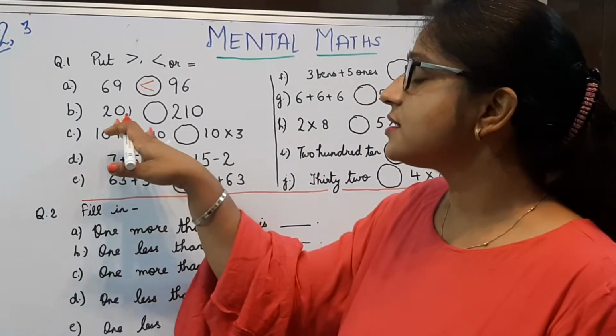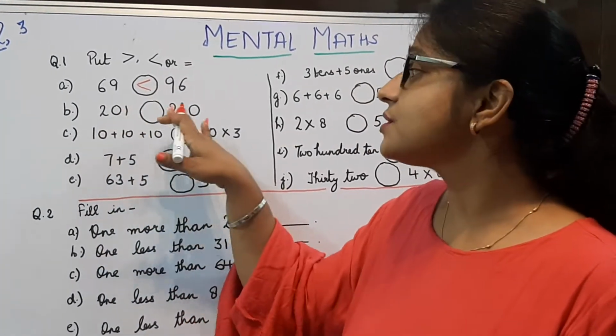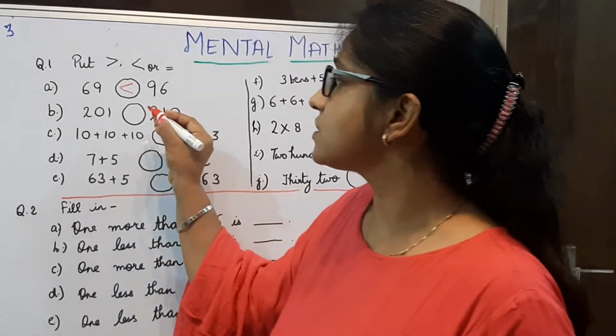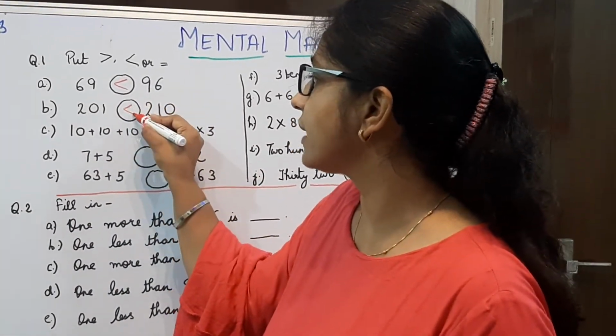Now this is 201. This is 210. Which is bigger? 210 is bigger. So the crocodile is going to open its mouth here.